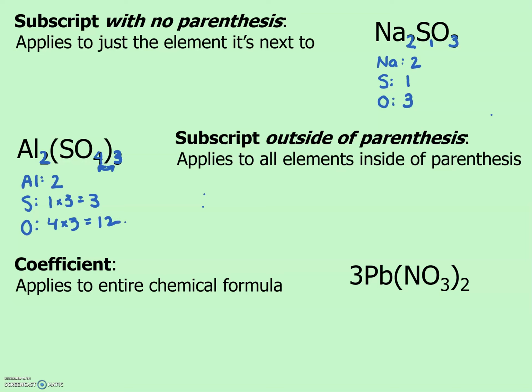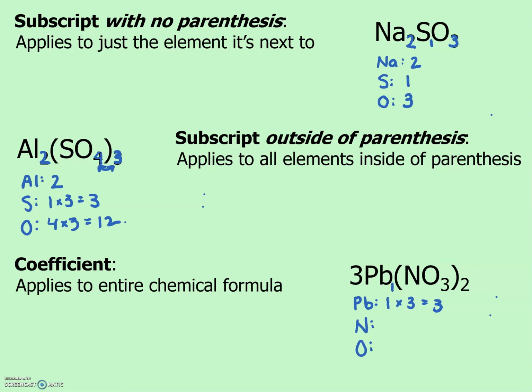Now, a coefficient applies to the entire chemical formula. So you have to do the stuff above with the subscripts, and then you also have to multiply it by that coefficient, which in this case is 3. So if we're listing out our elements, we're going to have Pb for lead, N for nitrogen, and O for oxygen. Now let's go through each one. So our lead, it's not on the inside of the parentheses, so this 2 has nothing to do with the lead. It just has that little implied 1 because there's nothing listed. So 1 times our coefficient of 3 gives us a total of 3 atoms of lead.